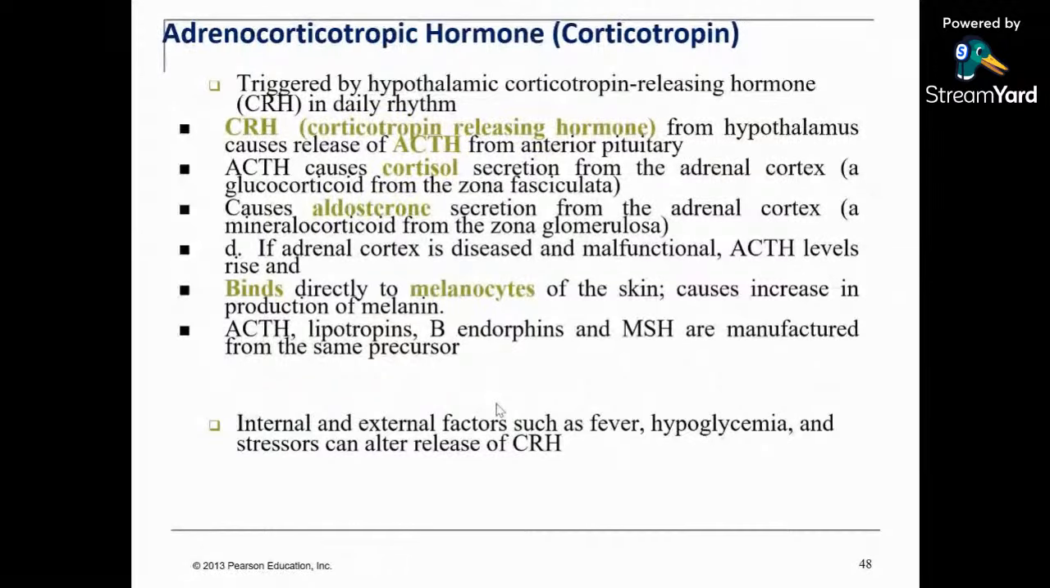If the adrenal cortex is diseased and malfunctional, ACTH levels rise, and this ACTH and CRH bind directly to melanocytes of the skin, causing an increase in the production of melanin. ACTH, lipotropins, beta endorphins, and melanocyte stimulating hormone are manufactured from the same precursor. Internal and external factors such as fever, hypoglycemia, and stressors can alter release of CRH.